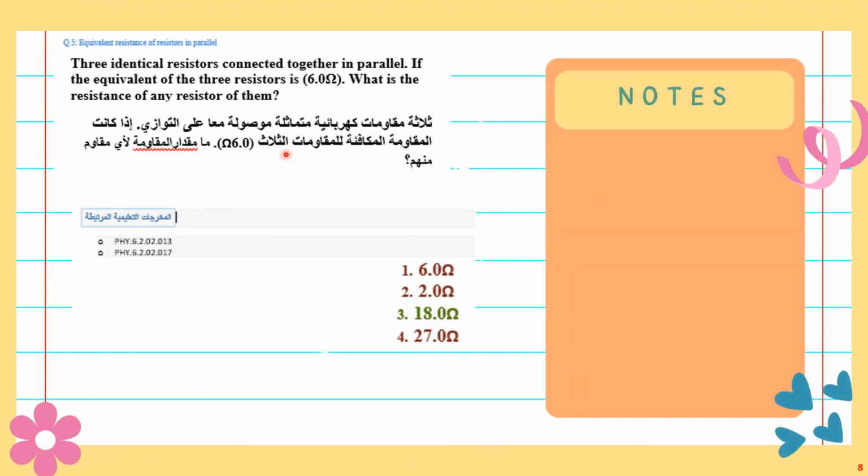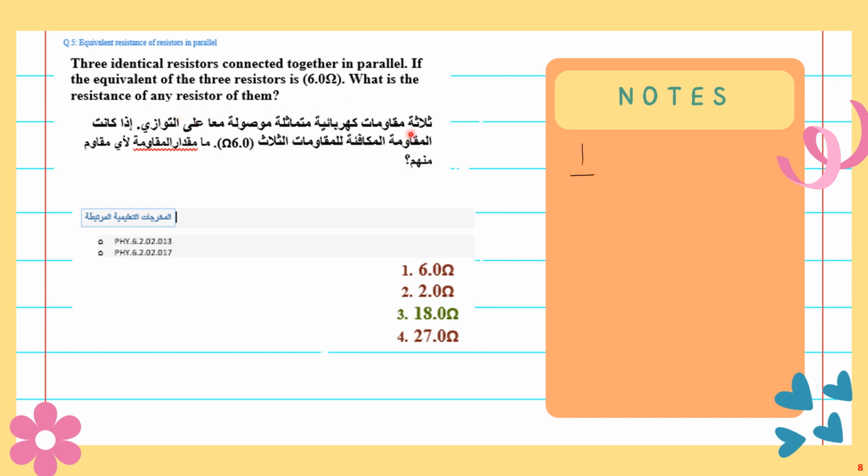Question number 7. Three identical resistors are connected together in parallel this time. If the equivalent of the 3 resistors is 6 ohm, so the total of all of them is equal to 6 ohm, what is the resistance of each resistor?